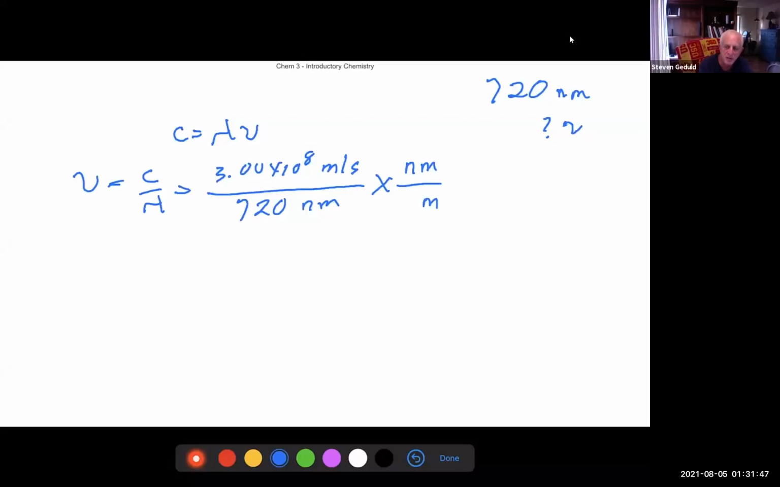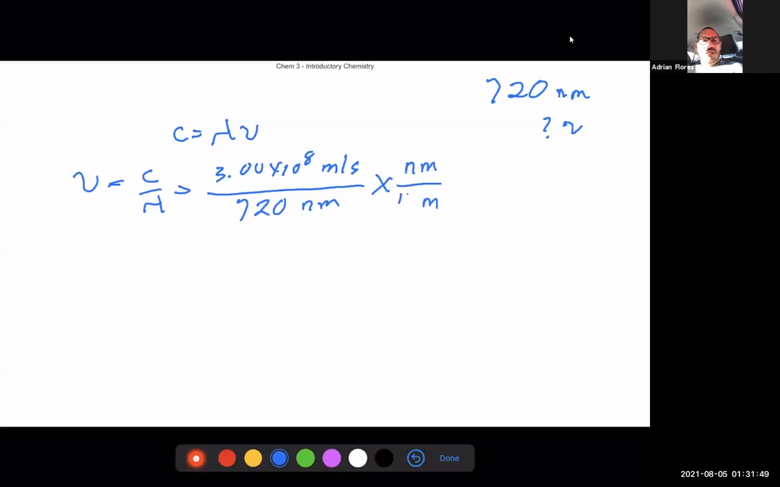Nano means what in the metric system? It's 10 to the minus 9, much smaller than I was thinking. A nanometer is really, really small. It's 10 to the minus 9 meters. Because you've got millimeters, which is minus 3, micrometers, which is 10 to the minus 6, and nanometers is 10 to the minus 9.